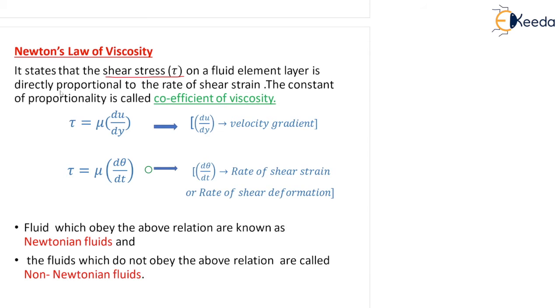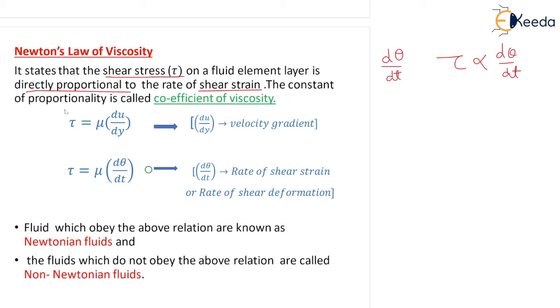layer is directly proportional, look at this, directly proportional to the rate of shear strain. So shear strain is written as d theta by dt. The constant of proportionality is called the coefficient of viscosity. So tau is directly proportional to d theta by dt. If you remove the sign of proportionality, you'll get mu.